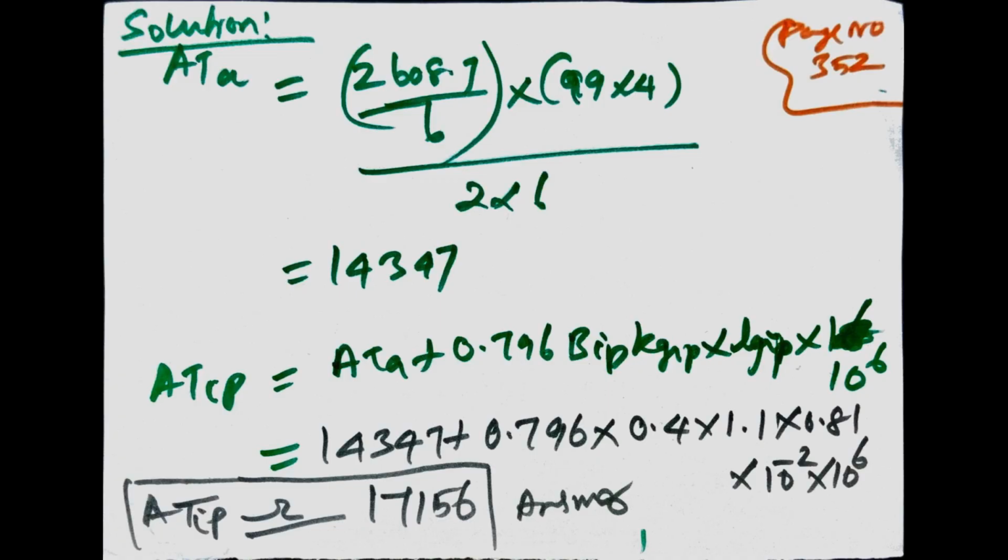Continuation of solution. Design of interpoles. ATA is equal to 2608.7 divided by 6, into 99 into 4 divided by 2 into 6. ATA is equal to 14347. ATIP is equal to ATA plus 0.796 BIP KGIP into LGIP into 10 power 2. Putting the required values, we obtain ATIP is approximately equal to 17,156. That is the answer.